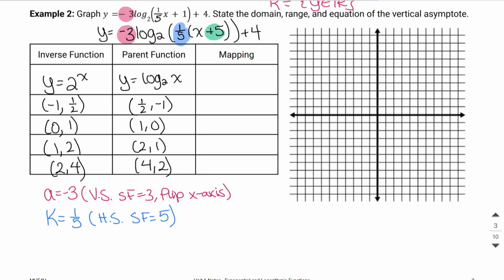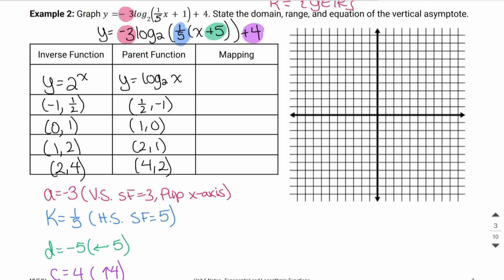Next, I'm going to take a look at the d value, and here the d value is -5. And that means I'm going to the left by 5. And then lastly, I have my c value, which is 4. And that means that I'm going up by 4.